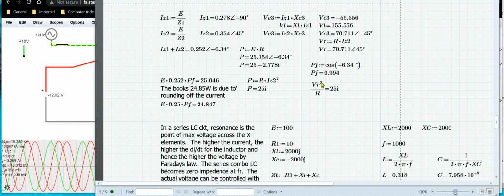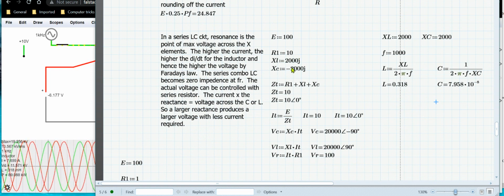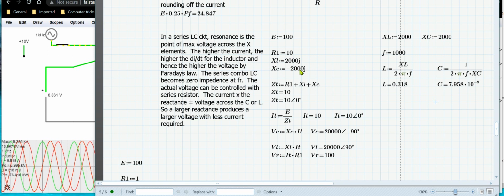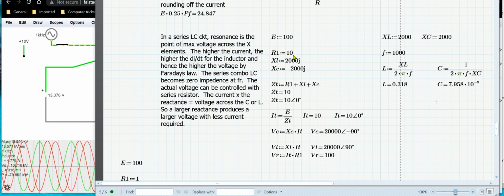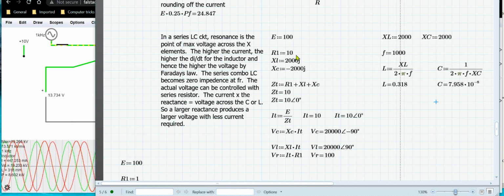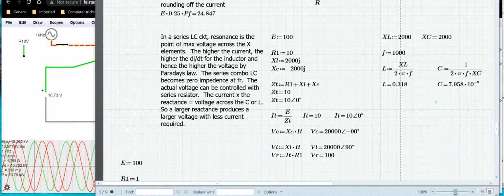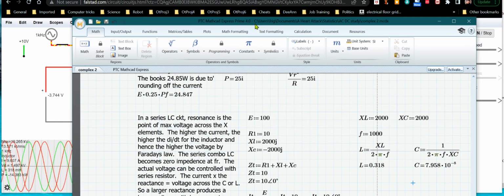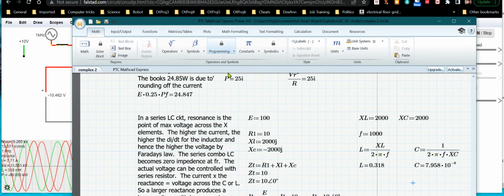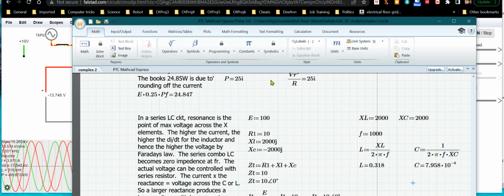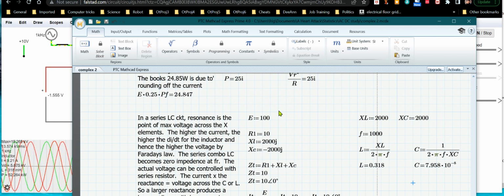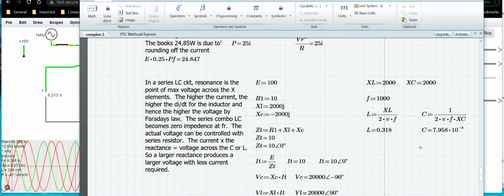I started out just by looking at the reactances themselves. So that's why I put 2,000 ohms for the inductive and 2,000 ohms for the capacitive reactance, set R1 to 10 ohms, and then our source to 100 volts, which is exactly what you see here. And by the way, this math program is called PTC MathCAD, and this is the free version of it, so you can go get this and perform these calculations. It's a little cumbersome, but still, it works pretty well.